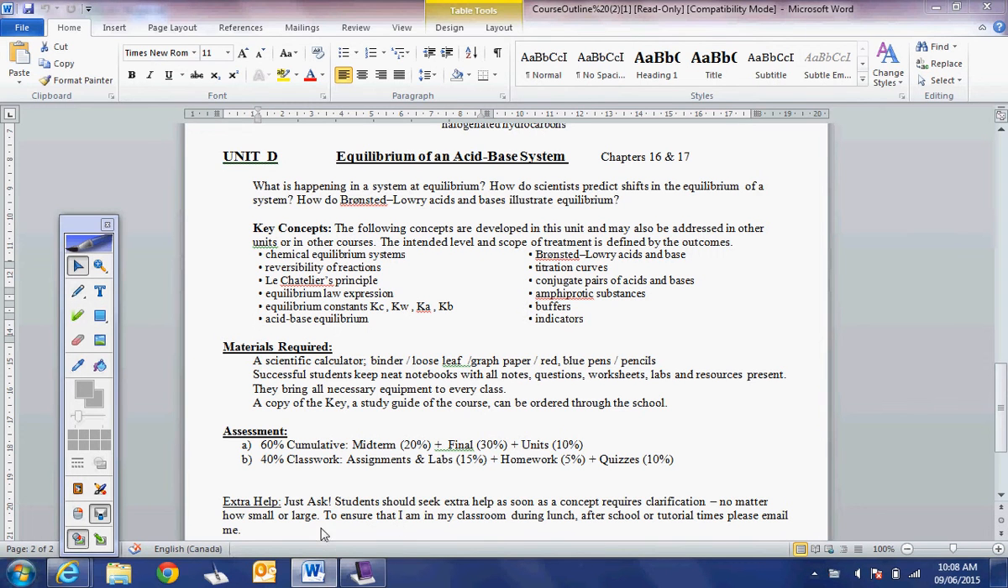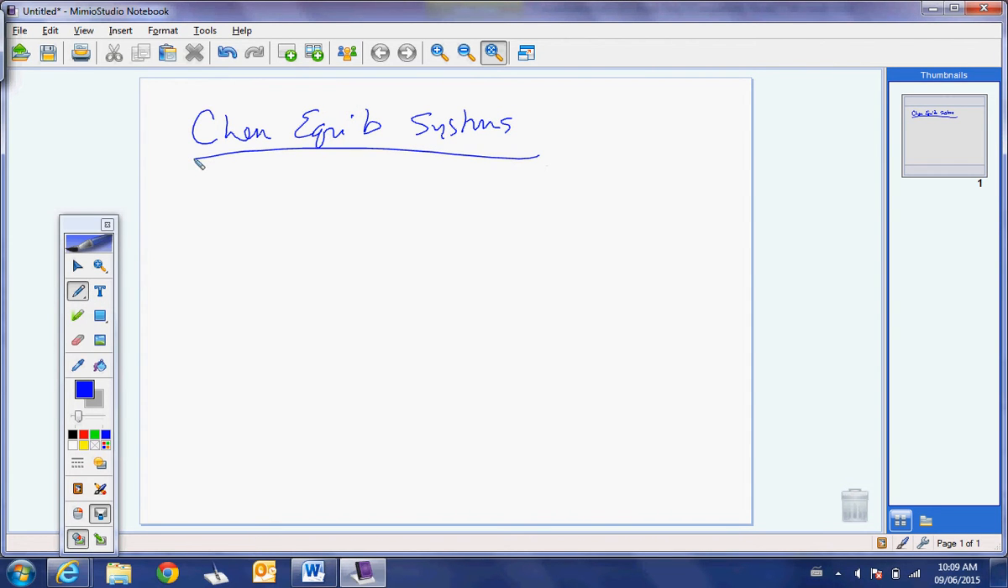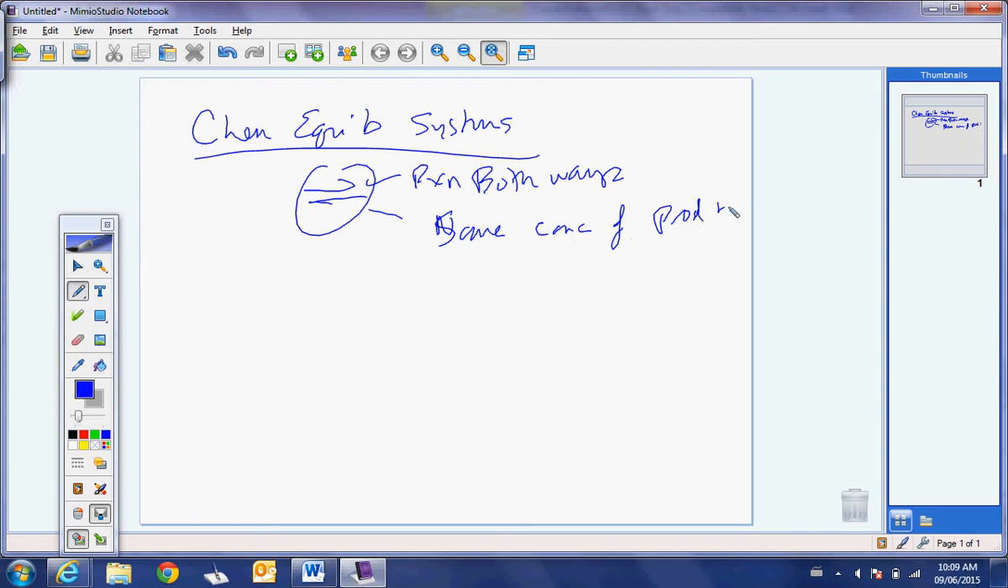All right, so over here, I'm going to write the first one. What do they mean by chemical equilibrium systems? What does that mean? What does that symbol mean? The reaction goes both ways. Not all of the reactants react. There's some concentration of products and reactants present, right? That's kind of just saying what you said, I'm just saying it a bit differently. So some products and reactants are still in that flask, always.